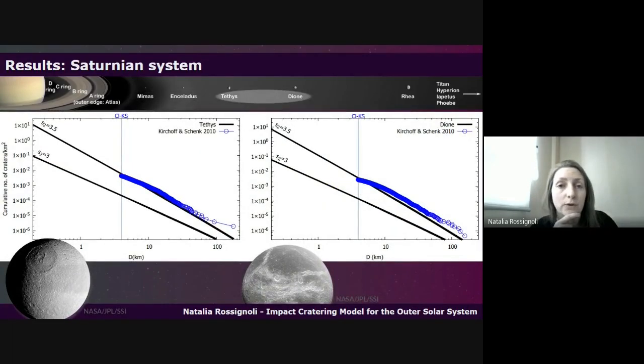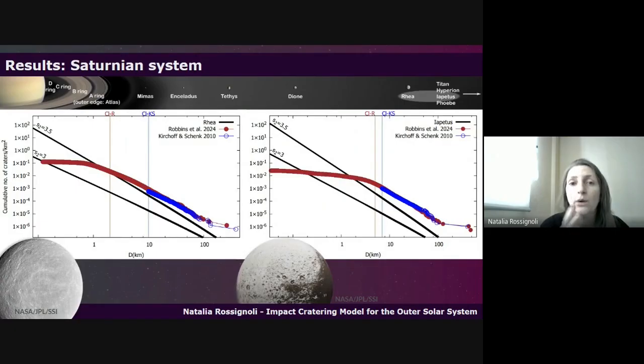So going farther away from Saturn, we have Tethys and Dione, which are similar-sized satellites. And again, we are seeing that for the highly cratered area of Tethys and Dione, the 3.5 index is able to match the crater counts, but we see a bit of an underestimation here in Dione. And I will explain about this in the next slide.